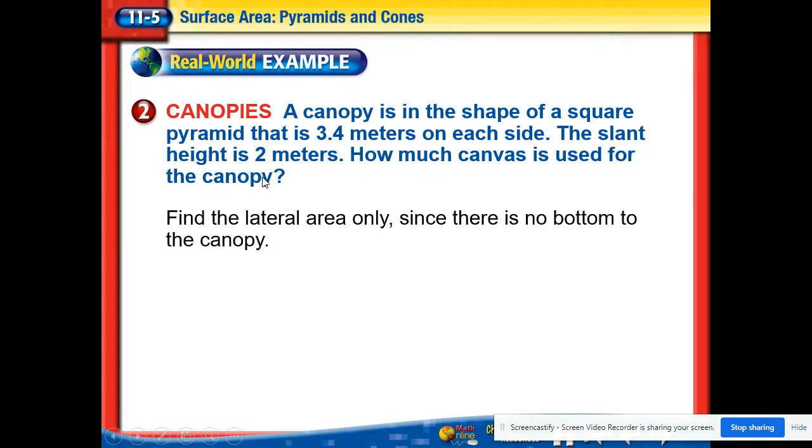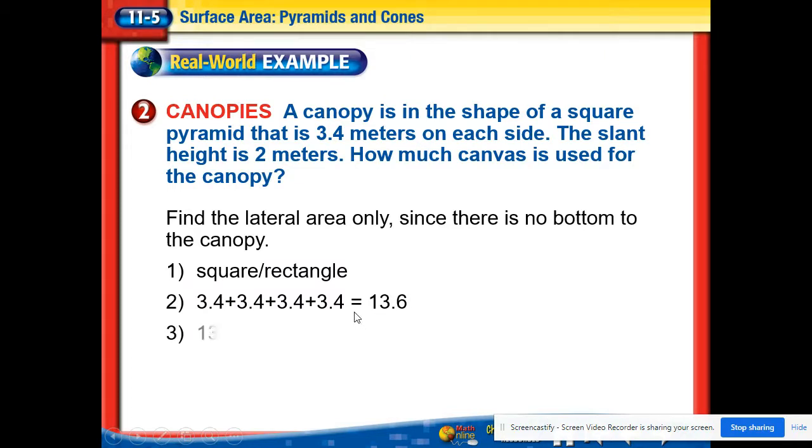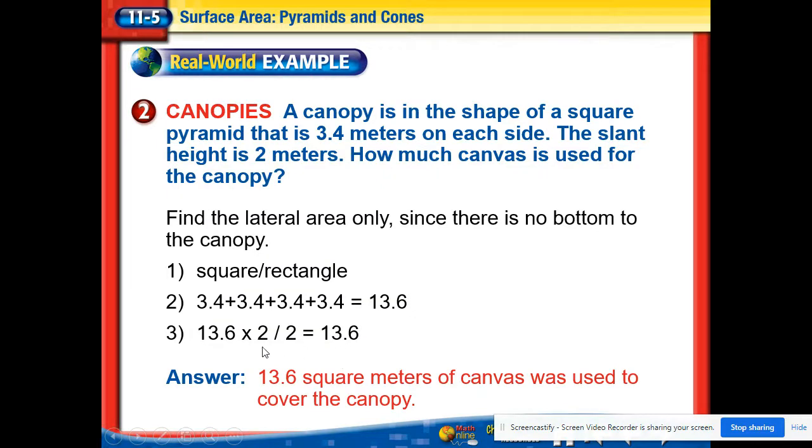If you're doing a canopy over your tent or something like that, you don't need the bottom because the bottom's the ground. So it's a square or a rectangle. So 3.4 times 4, because squares and rectangles have 4 sides, giving me 13.6. Times that by that slant height, which was 2, and then divide by 2. Well, that's easy. 2 times 2 divided by 2 is just that 13.6. And that's my answer, because again, I don't need the base.